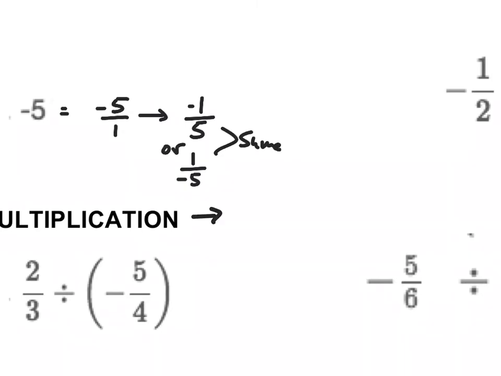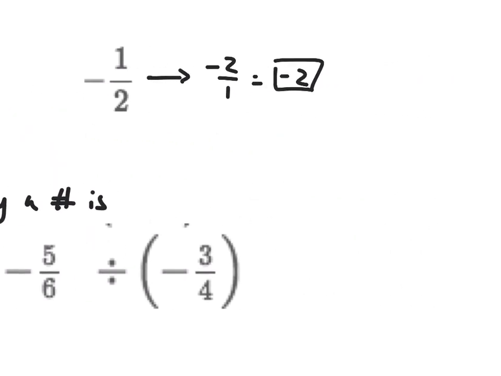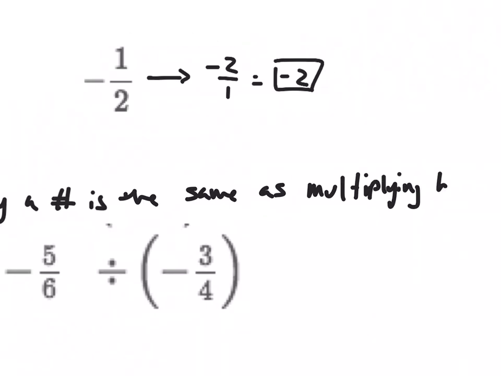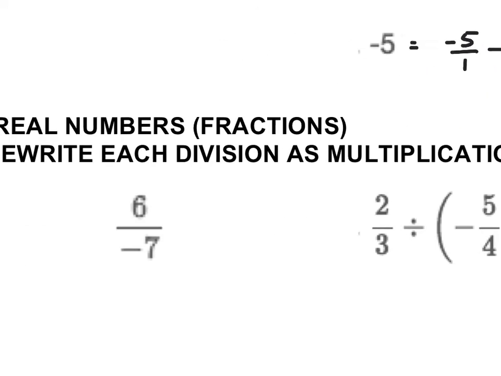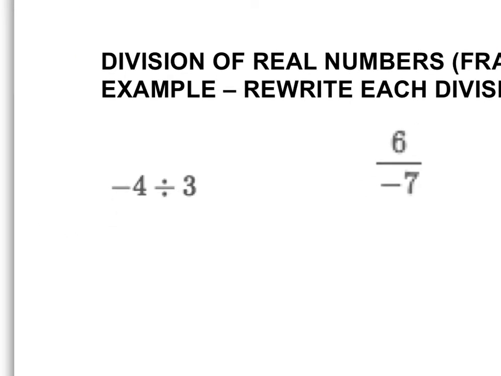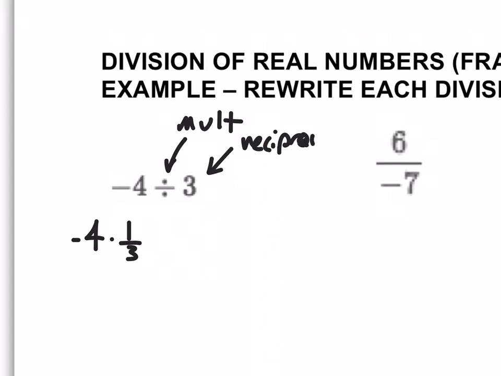What I want to say here is that dividing by a number, this is important, dividing by a number is the same as multiplying by the reciprocal. Okay, so if I come over here and I say, all right, if I have -4 divided by 3, I can do this a couple different ways. I can rewrite this as -4 times 1/3. Okay, and all I do is I change this to multiply, and then I change this to the reciprocal. I flip the fraction.